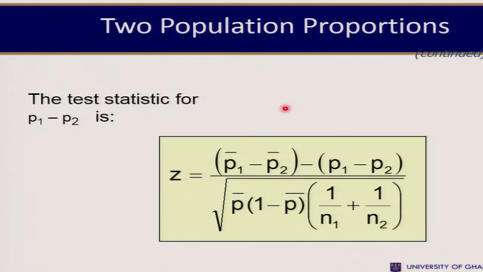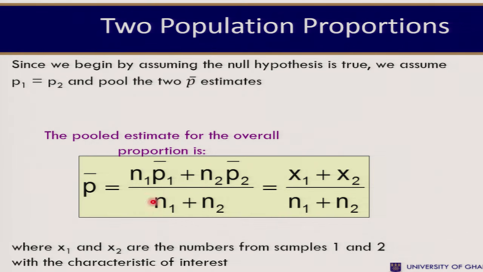So, our test statistic for P1 minus P2, or the difference in our population proportions, is given by P1 bar minus P2 bar minus (P1 minus P2), which is assumed to be 0, divided by the square root of P bar into (1 minus P bar) times (1 over N1 plus 1 over N2). Note that this P bar is the pooled estimate for the overall proportion.